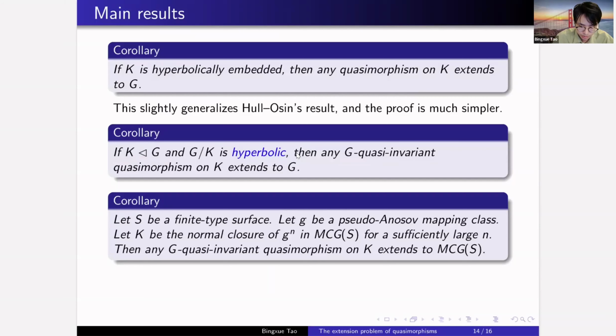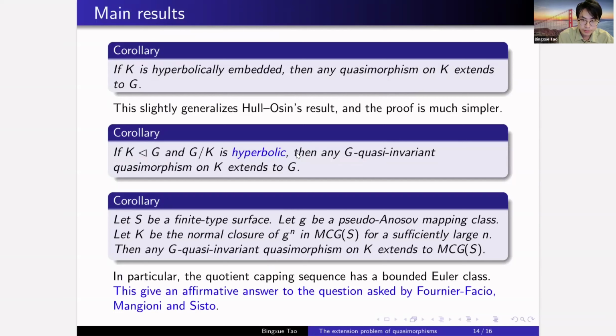And the third corollary is that if g is a pseudo-Anosov mapping class on a surface, and we take the quotient of this mapping class group by the normal closure of g to the power of n, then any g-quasi-invariant quasimorphism extends to the mapping class group. And this gives an affirmative answer to the question asked by Fournier-Facio, Mangioni, and Sisto. So, any questions?